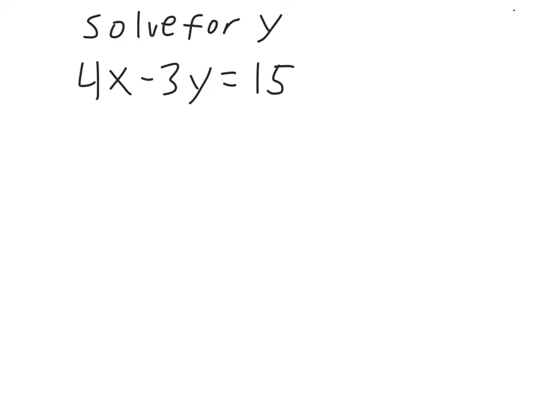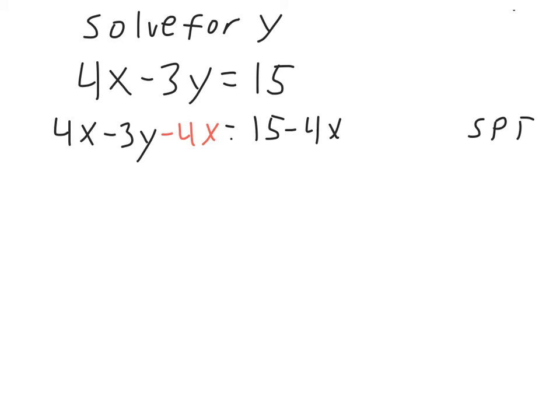So we say 4x minus 3y minus 4x equals 15 minus 4x. Using the subtraction property of equality. So then we combine like terms, and that gives us negative 3y, because that negative was right there, so it stays there, equals 15 minus 4x. Can't combine those at all. It stays 15 minus 4x.